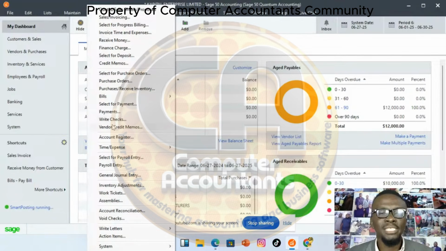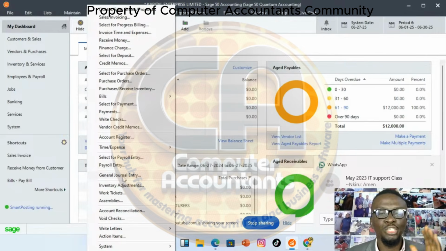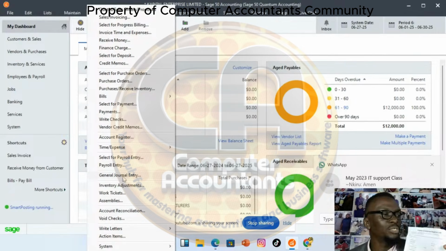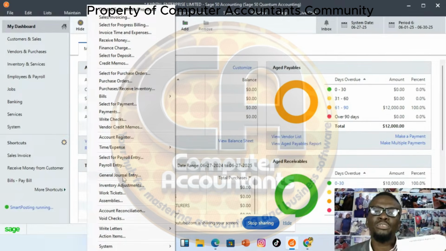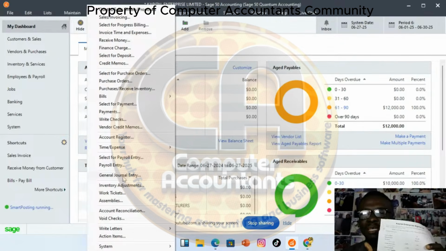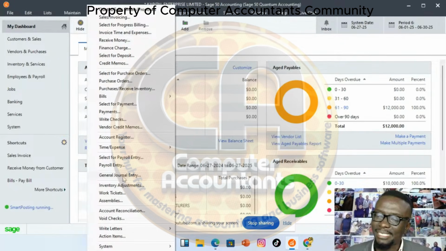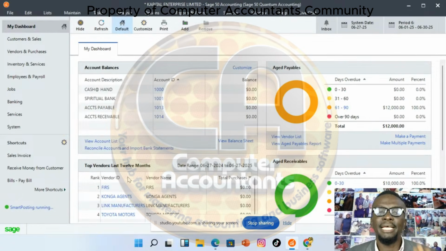So the first thing we are kicking off with here is the journal. Why are we using the journal? Because we have a beginning balance. We have balances that were brought forward for us. So we are not going straight into the everyday transactions. We have to take care of the brought forwards first before we start the work, so that our account will have that balance. Okay, so you click on general journal entry.